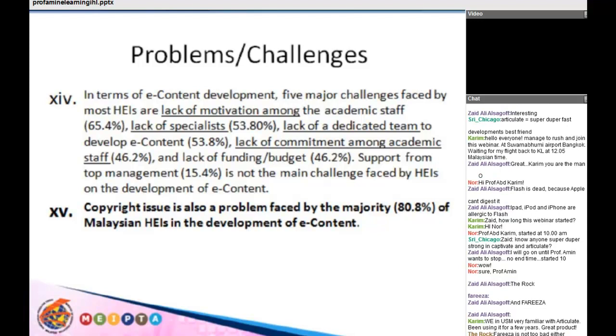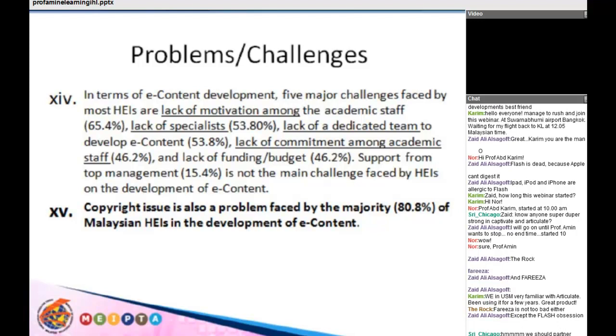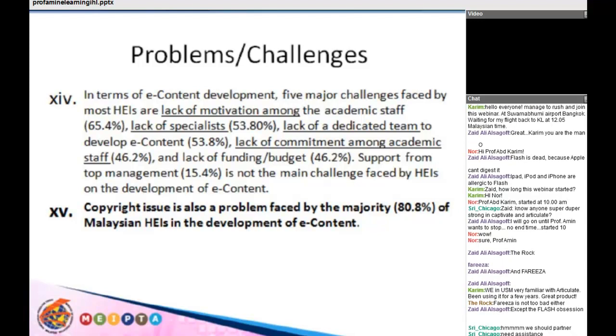Okay, let me see. Now, another hindrance is that some lecturers are a bit reluctant to create content and share it in the LMS because they say people will... I think we need to educate our lecturers about Creative Commons licenses and so forth, that they need to share.